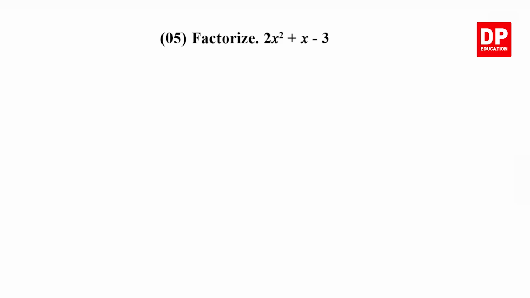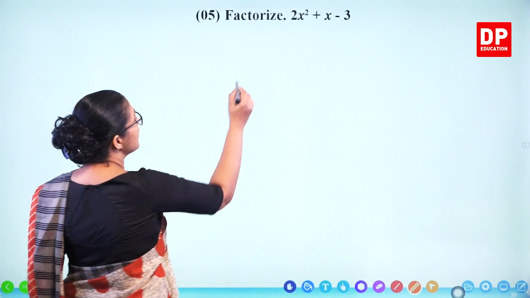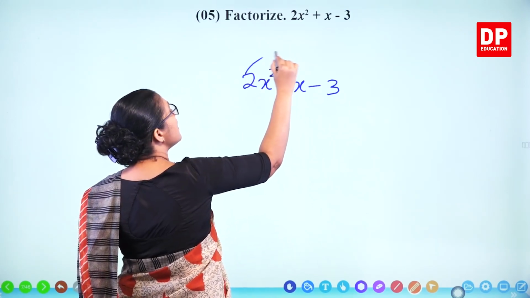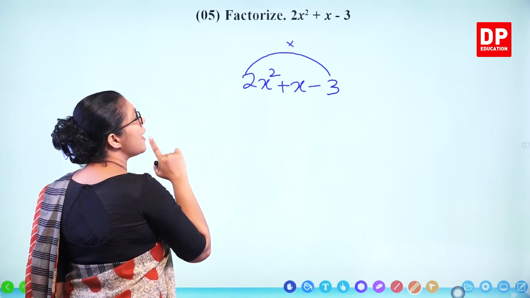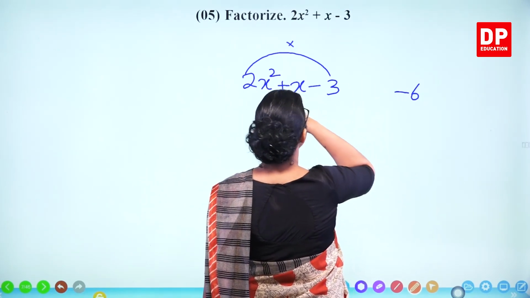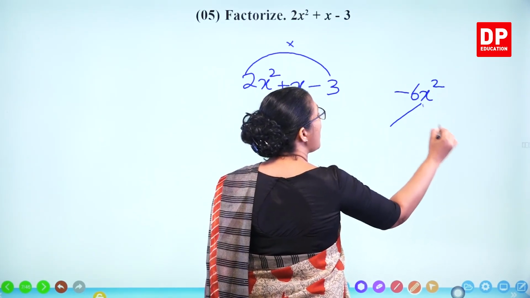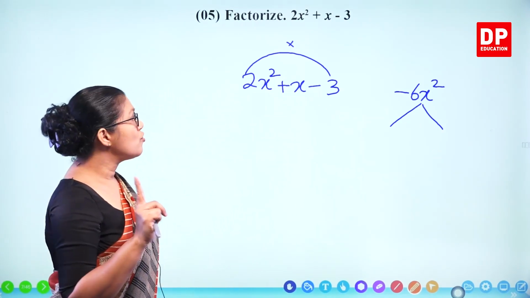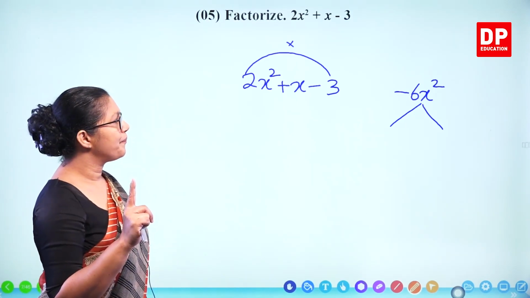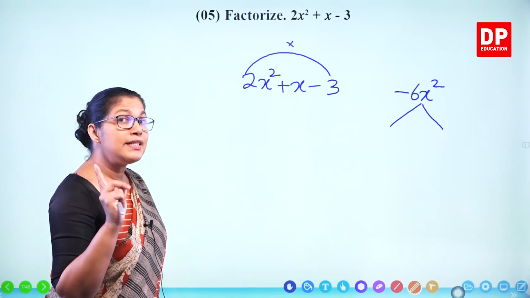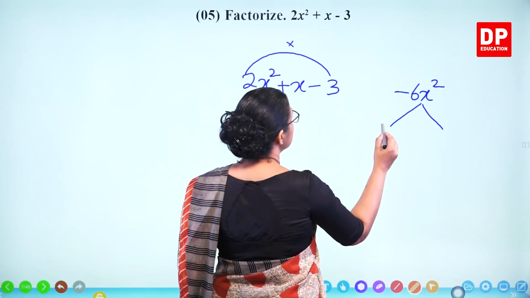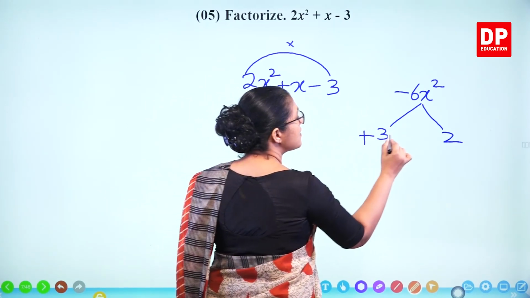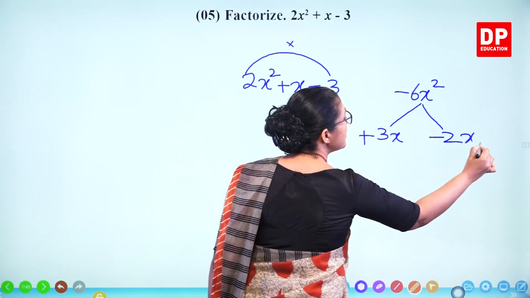Question number 5, factorize. This is a quadratic expression. What do you do to find the factors? We multiply these two. When you multiply 2 and minus 3, you get minus 6, and here x squared. What are the factors to get minus 6x squared? And when you add the factors, you need to get the middle term 1x. Here minus means we look at the difference. So what are the factors? 3 and 2. And plus x is there, so the bigger number is plus: 3x, and this is minus.